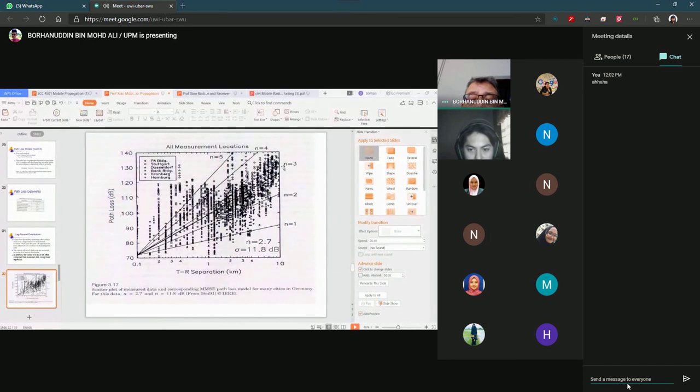This one is N 2, 4, 5. It depends on the type of city or village or whatever. So presumably this one is inside a building. This one is free space, open field. This one is now becoming like an urban, suburban area. This one is more urban, big cities, with lots of tall buildings and so on.